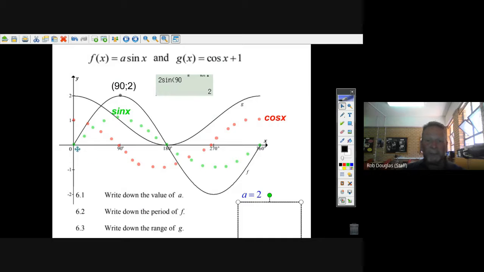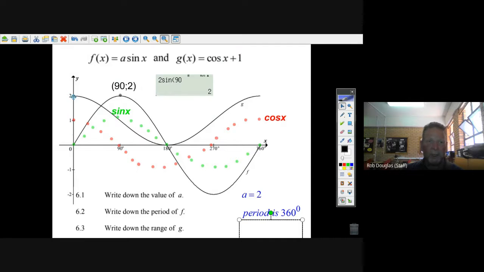It says, what's the period of f? You just have to know what the word means. Period means, how long does it take to go through a wave? And the answer is 360 degrees. It goes through one complete cycle back to where it started every 360 degrees. That's called its period. Now the range of g.